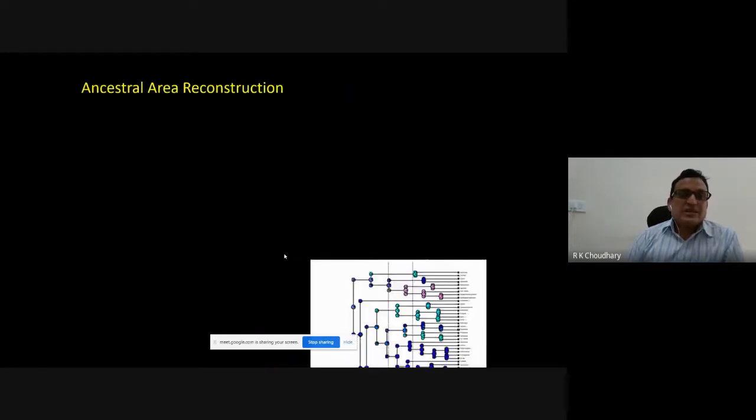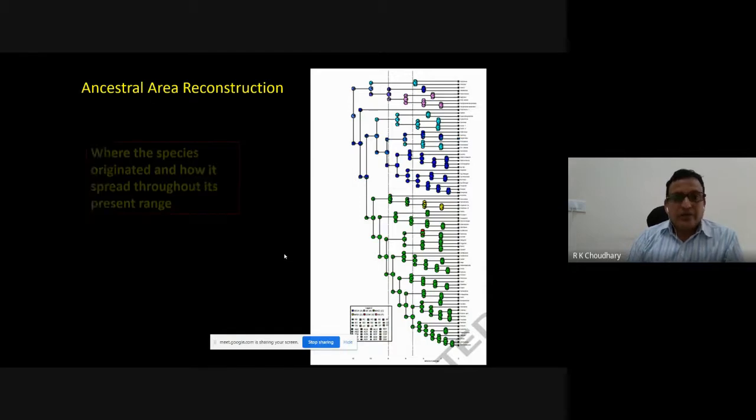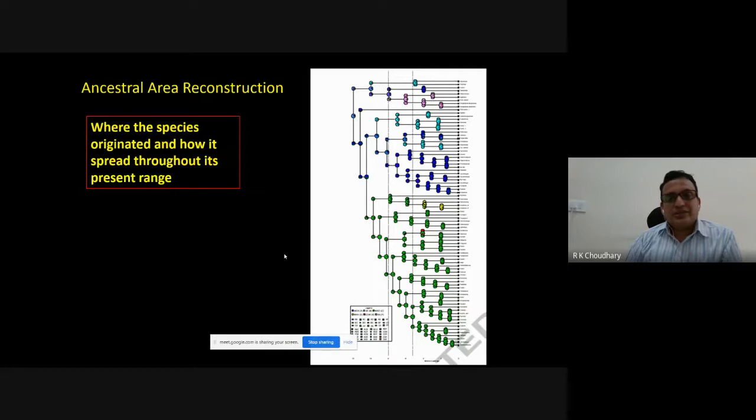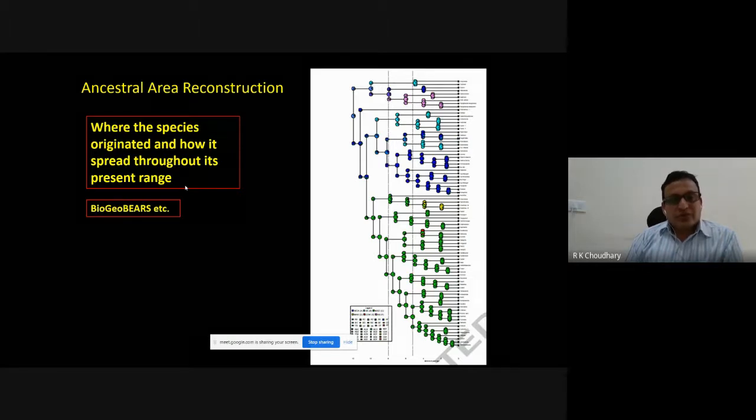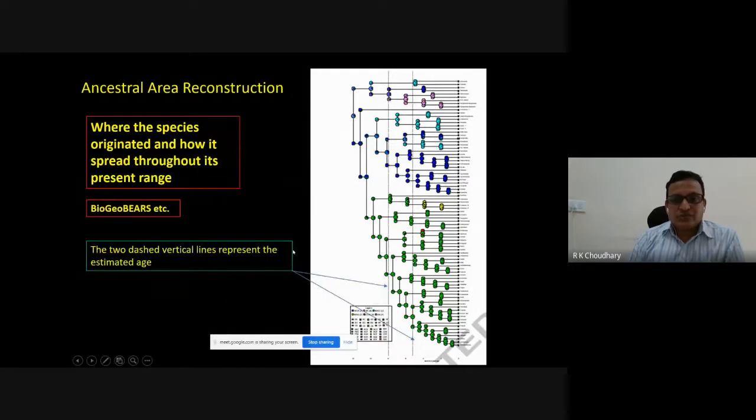Not only this, it helps you to understand how they have evolved in different geographical regions and how many years before. Suppose you're taking a DNA data set and combining it with fossil data, this will help you to understand where the species originated, in which continent it originated, and how it spread throughout its present range. And there are several free softwares available using which you can try to understand. And you can see two distinct vertical lines here, which actually tell you about the age of that particular group. So you can tell, okay, 30 million years ago, the state of this particular group was like this, and it has kept on changing, on this scale of millions of years ago.